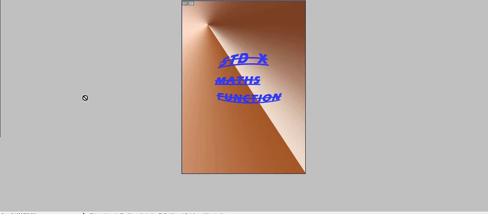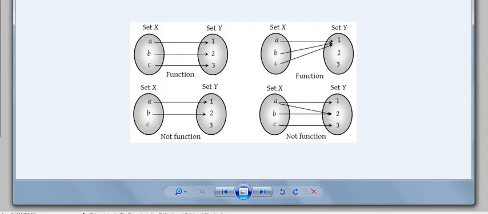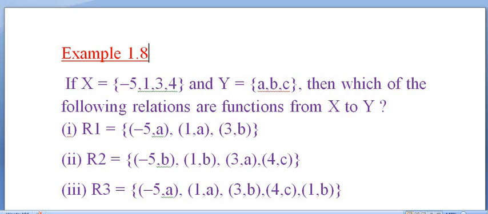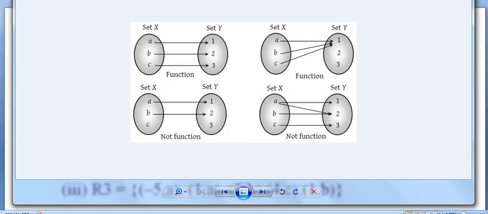Welcome to you all. 10th standard maths, function. In the previous class we have studied about the function. So today with this we can see two more examples in the function. So before that, let us remember the previous class.